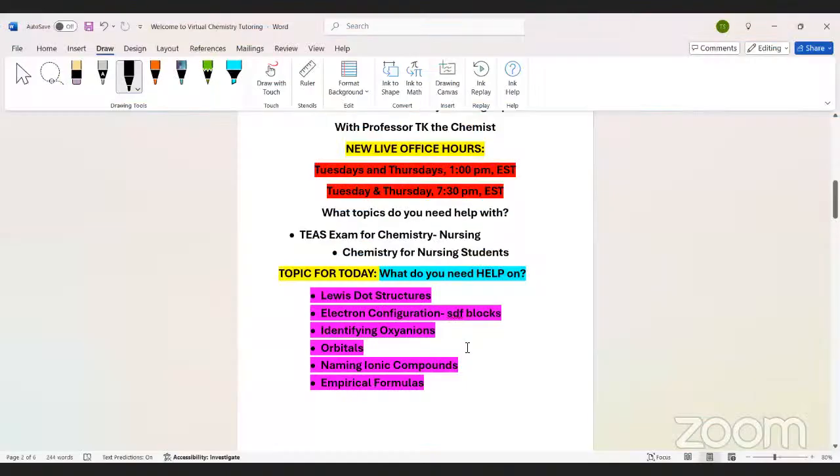So this was the other thing. We did the orbitals kind of sort of. Identifying oxyanions and naming ionic compounds are pretty much the same thing. So I think this was Asia's question. Asia, are you still in here?